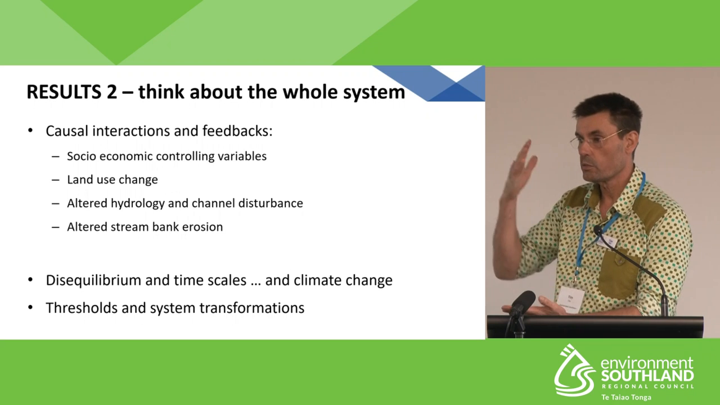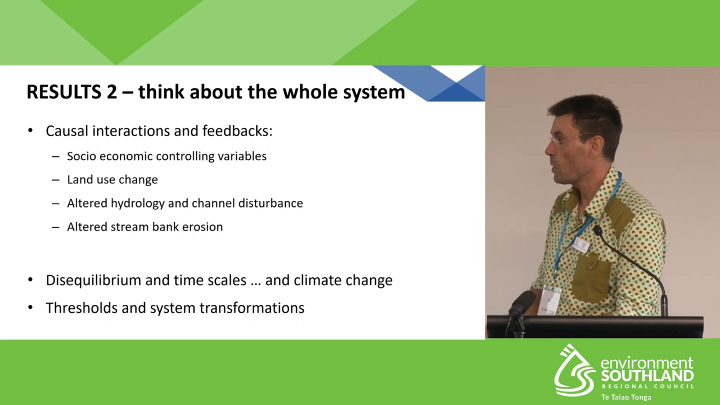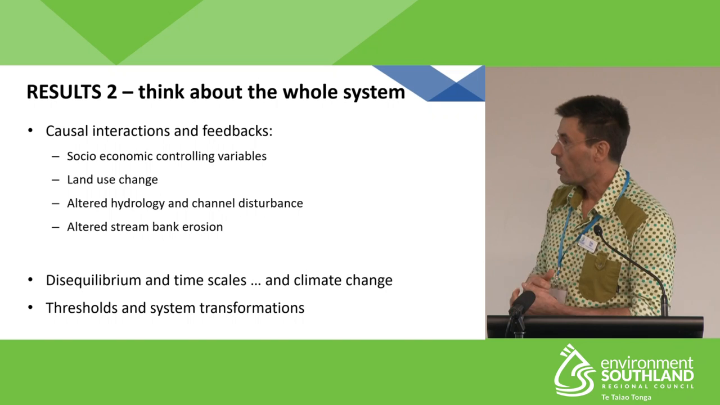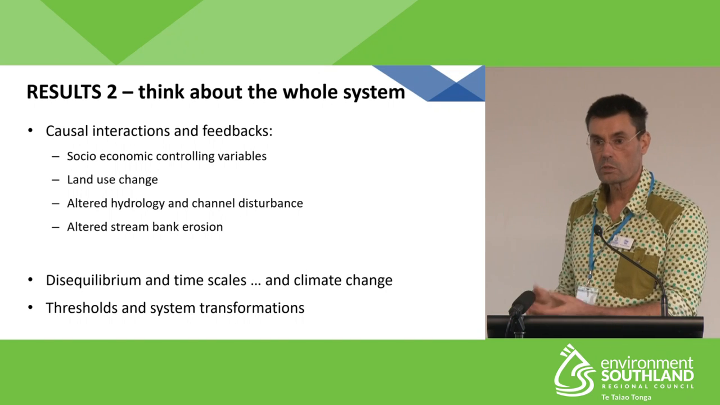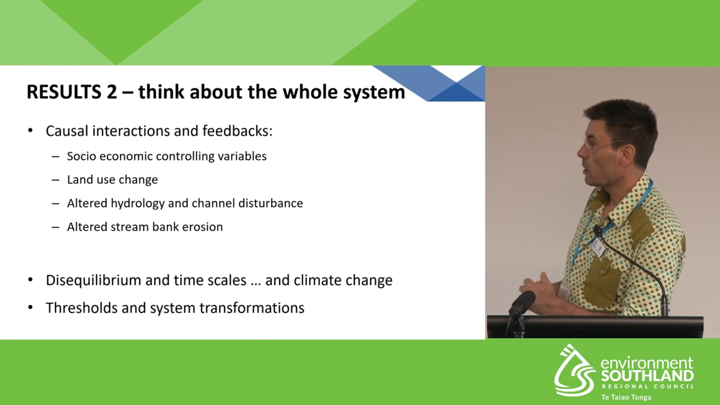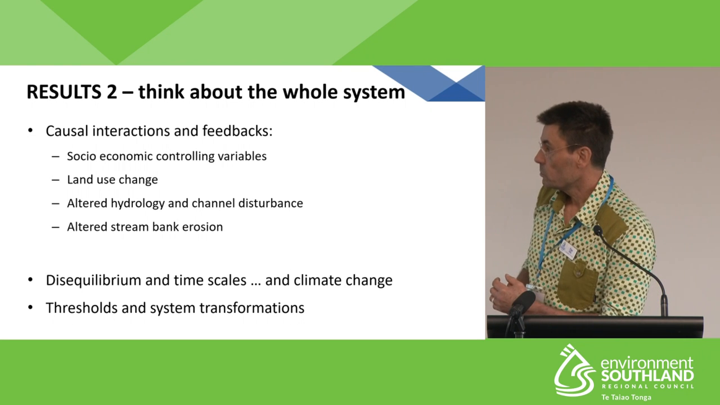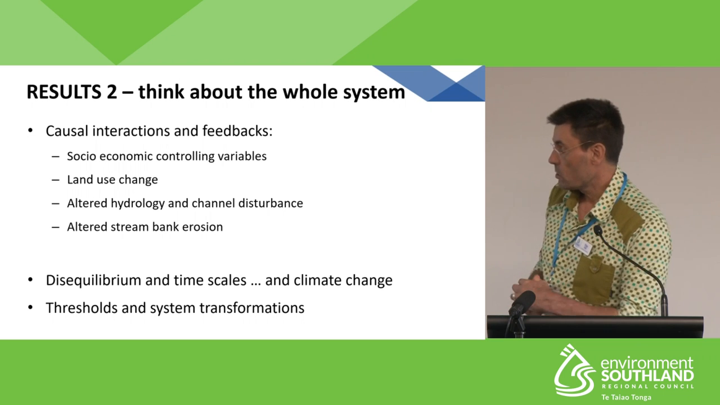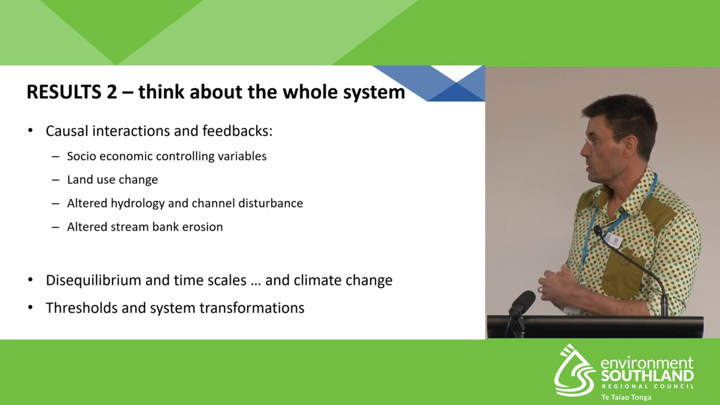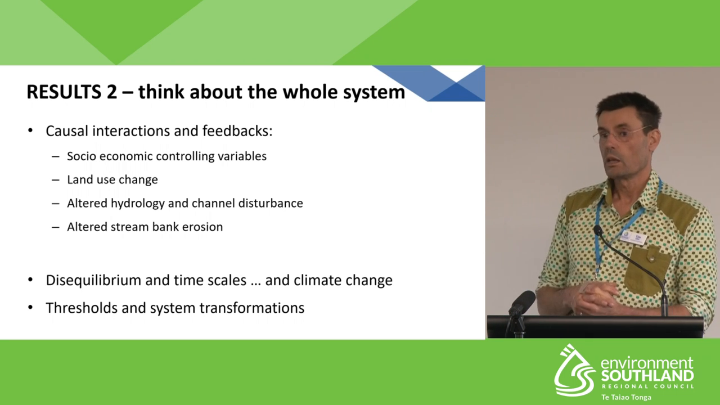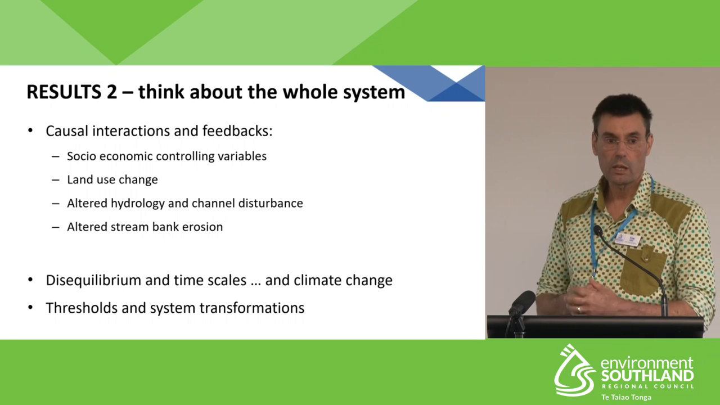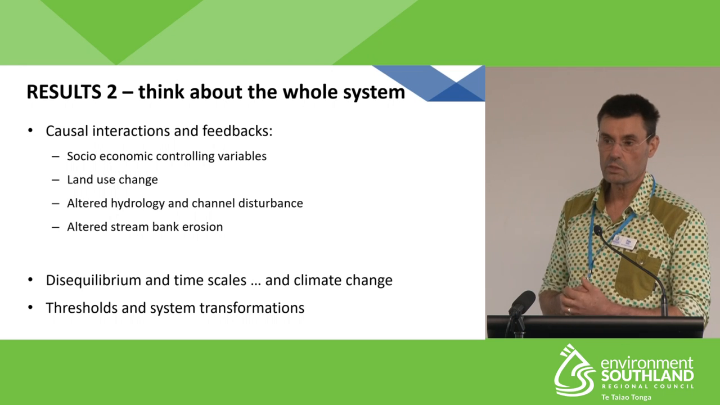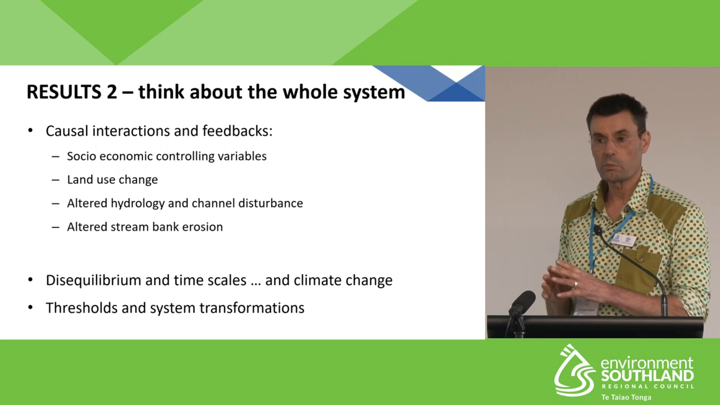All these changes of industry and landscape and river management have actually ended up with the type of stream bank erosion, as one example of erosion, that we have now. The other thing to take into consideration is disequilibrium and timescales. The catchments that we have now are estimated to be nowhere near equilibrium. They're probably decades or even centuries away from coming to an equilibrium state.